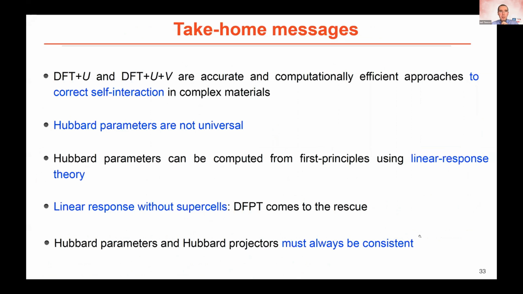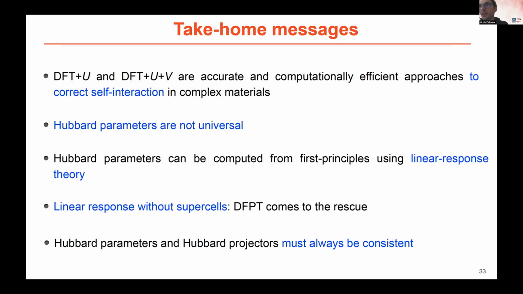Okay, and the take-home messages. DFT+U+V is accurate and computationally efficient to treat self-interaction error. Hubbard parameters are not universal. I hope you really take this with you after this lecture. Hubbard parameters can be computed from first principles. There are many methods, but here we discuss linear response theory. We have introduced a new reformulation of linear response theory without supercells, and it is based on density functional perturbation theory with primitive cells and monochromatic perturbations, and it's implemented in Quantum ESPRESSO, which we will use in the hands-on. And finally, Hubbard parameters and Hubbard projectors must always be consistent. And I think now we can have some time for the discussions.